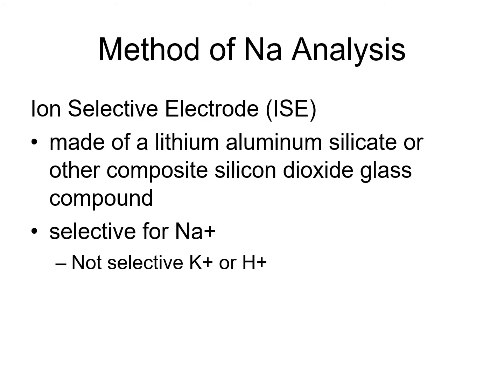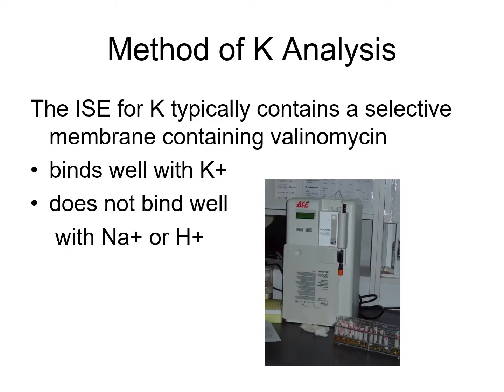So for sodium, the ion selective electrode is made of lithium aluminum silicate or silicon dioxide glass compound. The ion selective electrode for potassium, as I told you, is made up of a membrane containing valinomycin, which is an antibiotic.